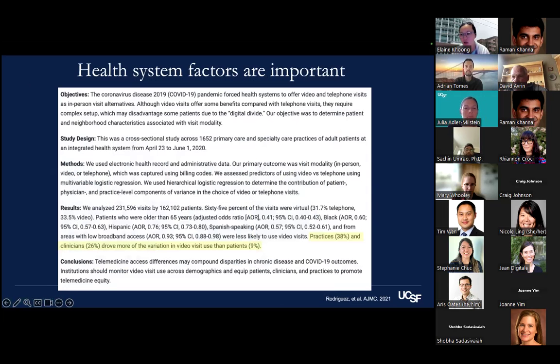The reason I want to highlight some of those health system factors is that this paper from a group at Harvard looked at a bunch of their visits. They looked at in-person, audio-only, and video visits, and they found a lot of the common disparities, but in yellow is what I want to highlight, which is that practices and clinicians drove almost two-thirds of the variation in video visit use, and it wasn't patients. So there are a lot of implementation-level things focused on what's going on in the clinics and with clinicians, and I sometimes feel like we like to blame patients or attribute it just to patient factors, but there are a lot of things going on elsewhere at a different level.